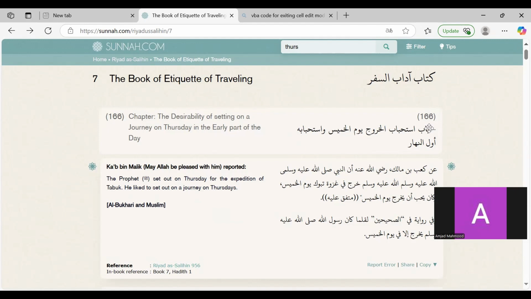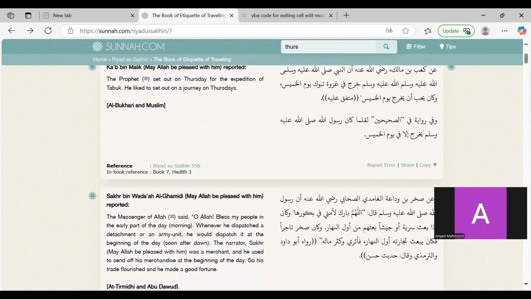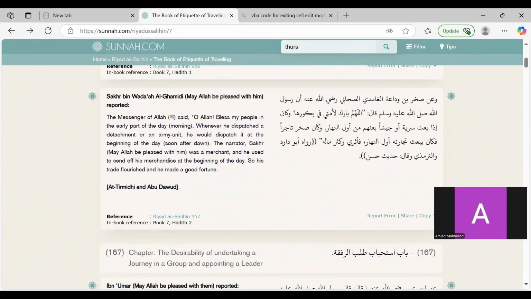Also, awal nahar, the early part of the day, is important because there is a dua which the Prophet Muhammad SAW asked for his ummah: Allahumma barik li ummati fi bukuriha. As I highlighted for you, this is the dua. Oh Allah, bless my people in the early part of the day, that morning.